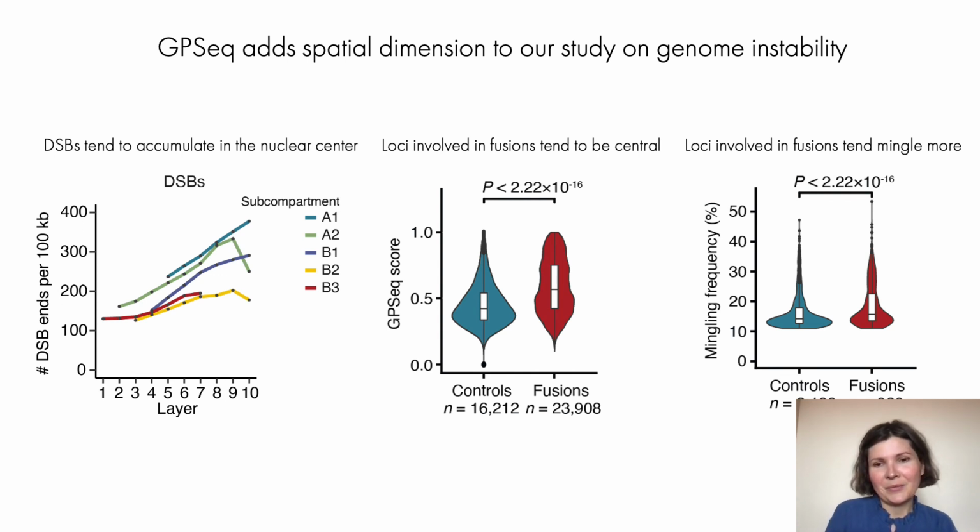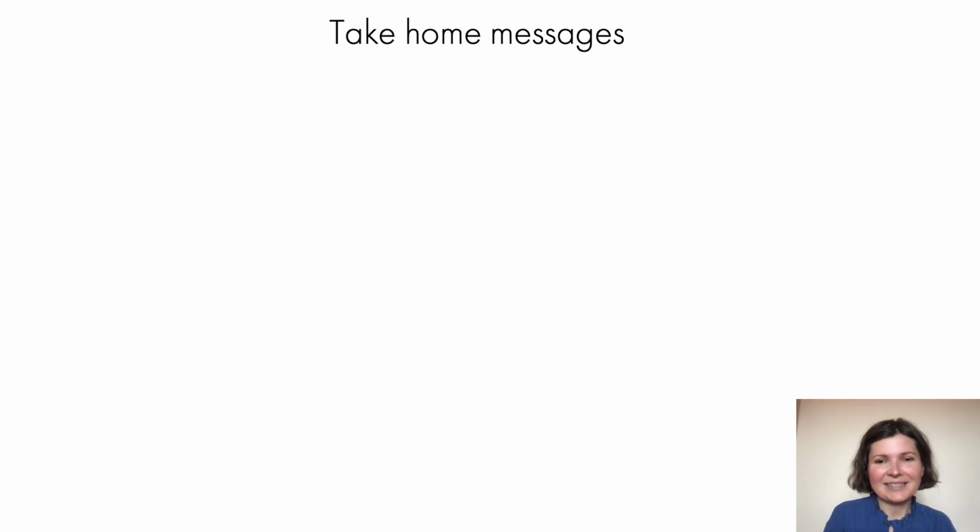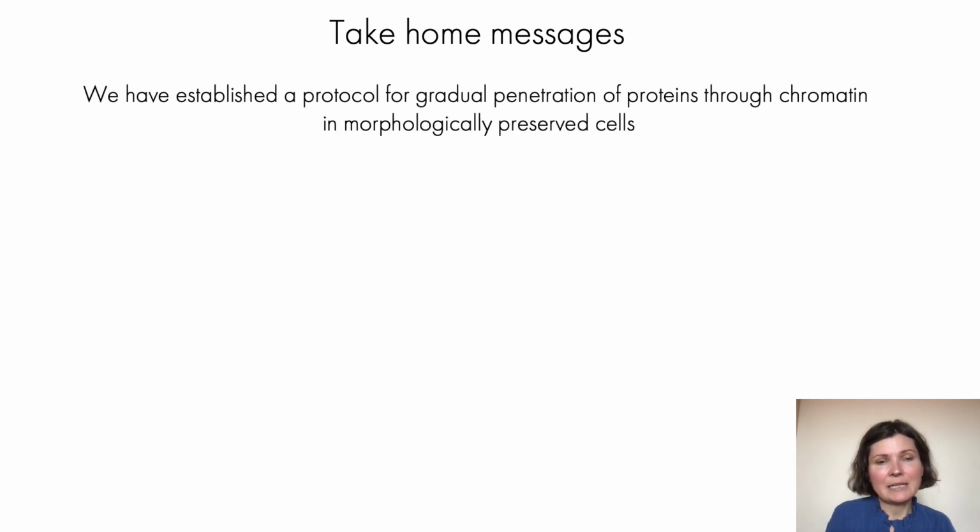So we like to think that this approach is really good for studying the interplay between genome structure and genome fragility. And with this, I basically summarize my talk, giving you some take-home messages. We have established a protocol for gradual penetration of proteins through chromatin in morphologically preserved cells. I showed you this for restriction enzymes, but we tested also for antibodies, for instance, and that works really well.